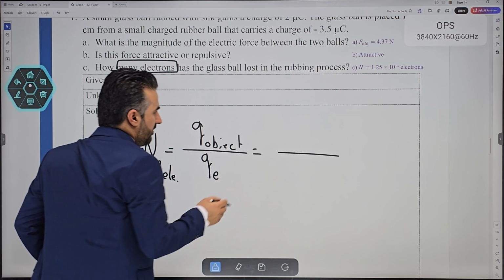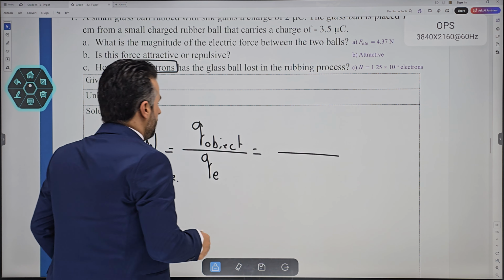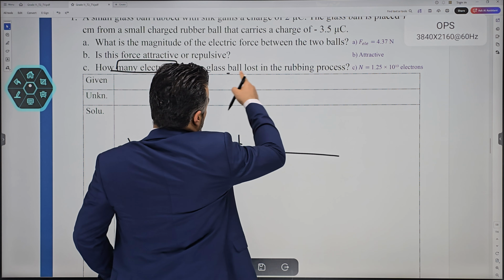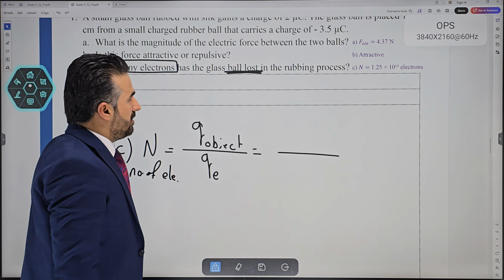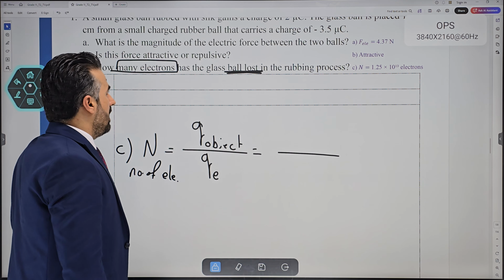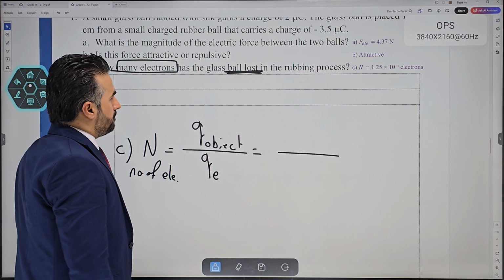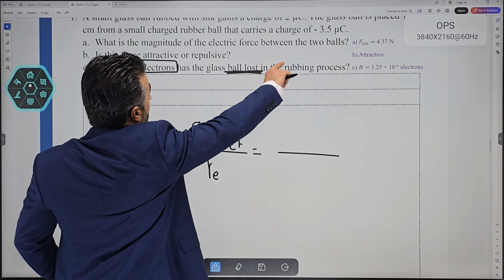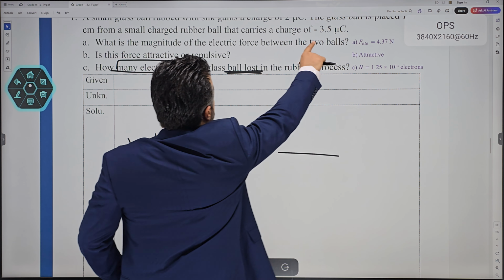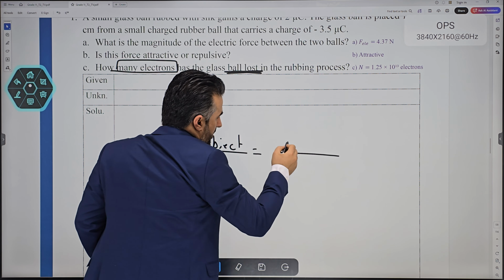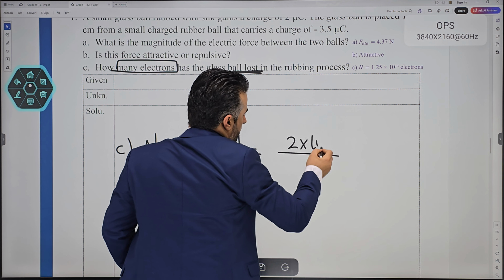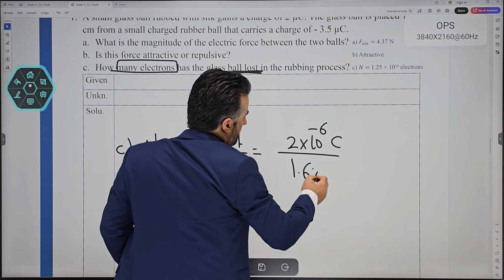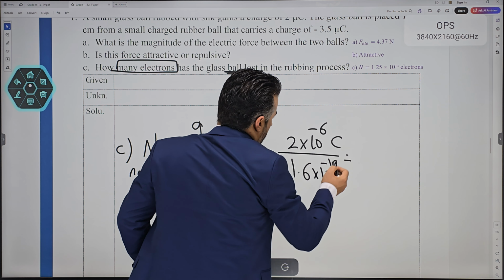The negative sign doesn't matter, because we just want to find the number of electrons at this point. For the glass ball, if it is going to lose electrons, we're going to use the charge for the glass ball. What was the charge for the glass ball here? It was positive 2 micro. So this is the charge on the glass ball, 2 times 10 to the power negative 6 coulomb, divided by the charge of the electron, which is 1.6 times 10 to the power negative 19.